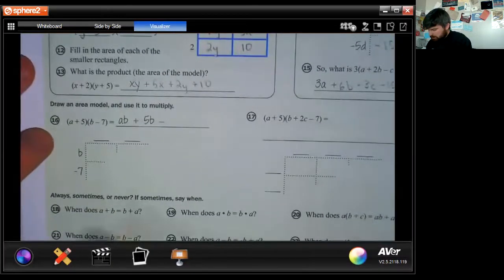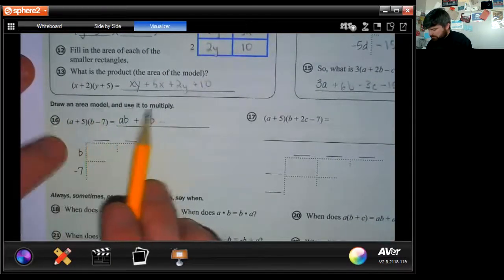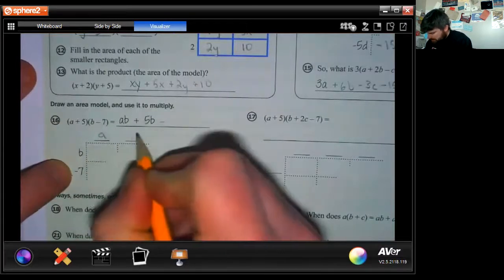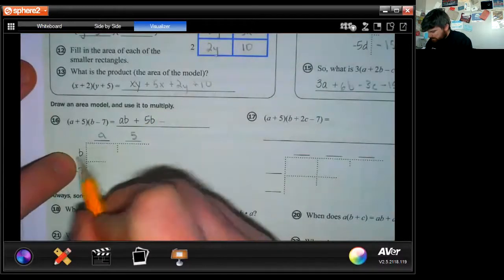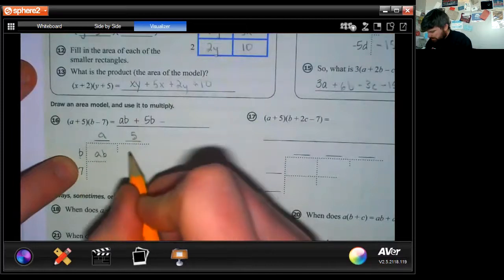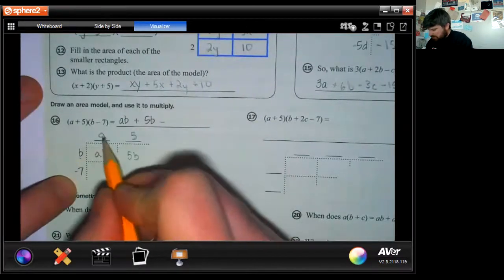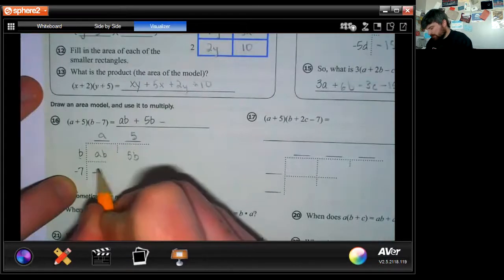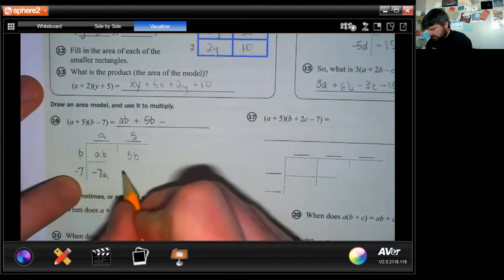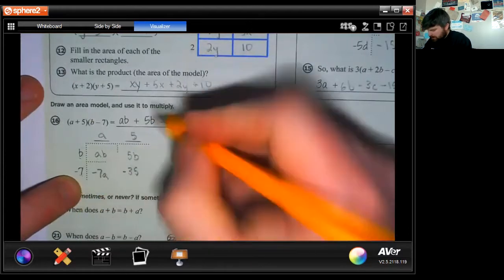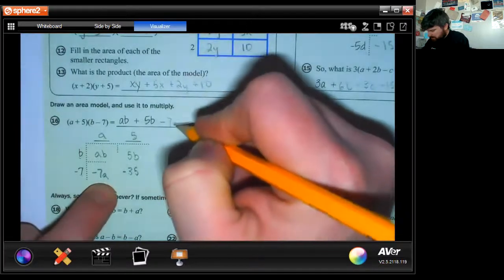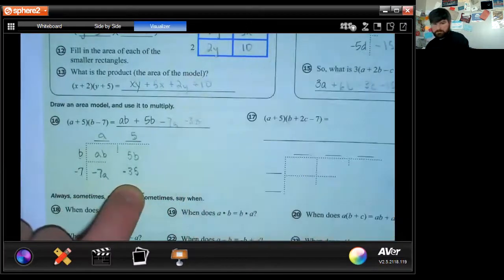All right. Draw an area model and use it to multiply. So we've got b minus 7 and a plus 5. A times b is ab. 5 times b is 5b. A times negative 7 is negative 7a. And 5 times negative 7 is negative 35. So you've got ab plus 5b minus 7a minus 35.